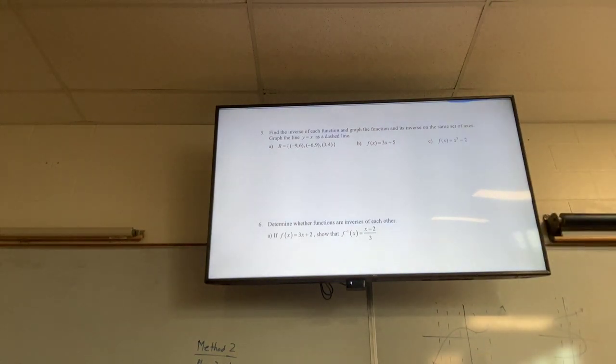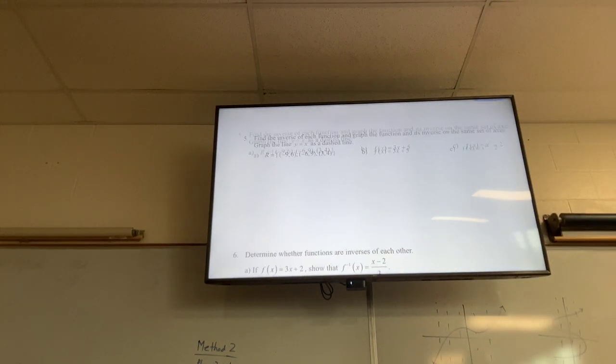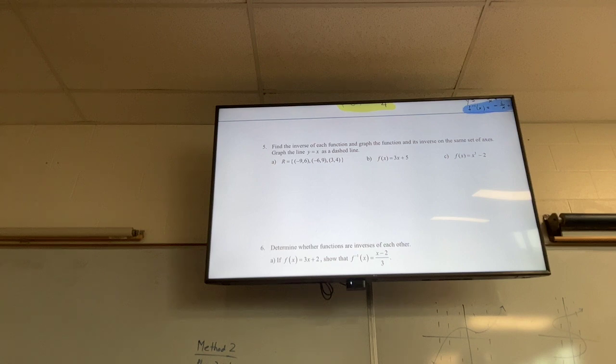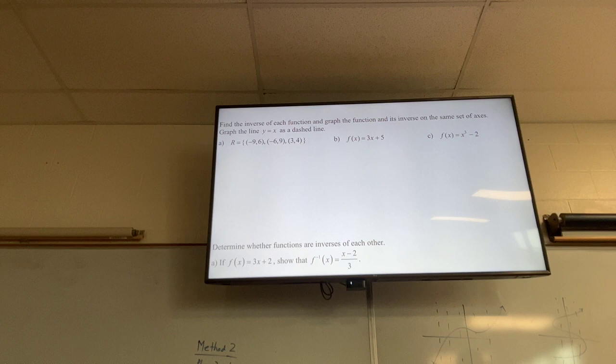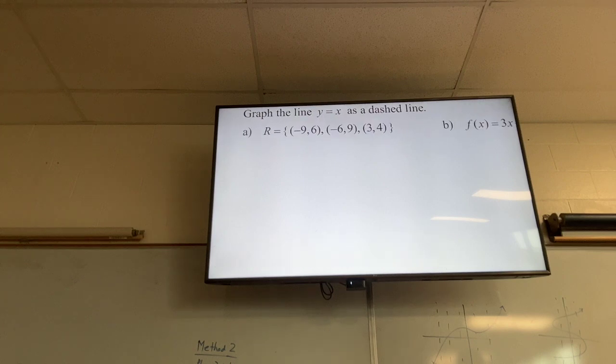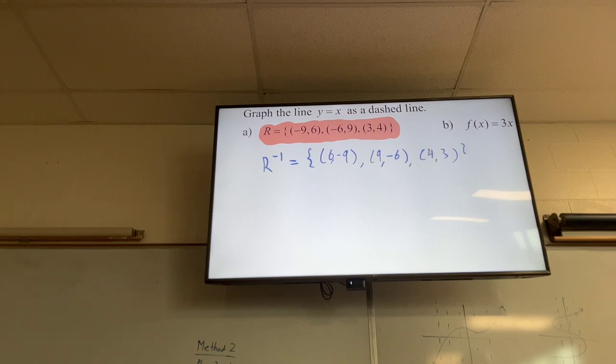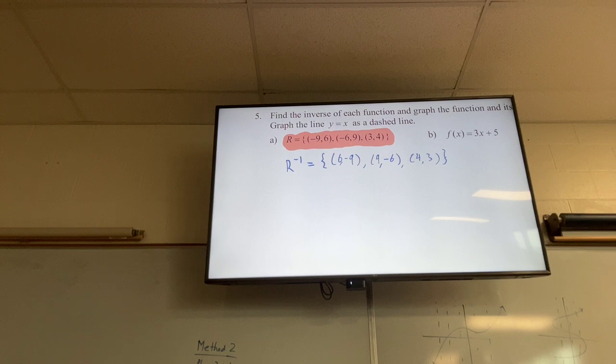Okay, so number 5, it says, find the inverse of each function and graph the function. Okay, so we're just going one step further. We're going to graph the function and its inverse on the same set of axes. Okay, this one's pretty easy. Let's label R the red function. What's R inverse? We'll make this the blue function. What's R inverse going to be? So just flip. Okay, so that gives us our inverse. Let's graph.